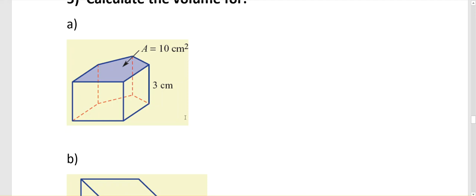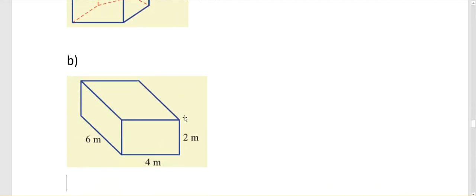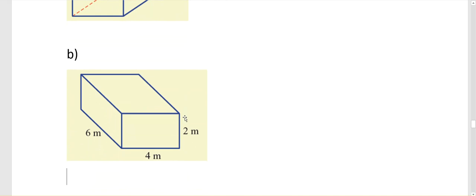You've got to work out the cross section and then times it by the height or space between the two cross sections. So for a rectangular prism, I can see that I have more than one cross section. I can slice it from top to bottom, or from this side to the back, so front, back, or from this side to the other side. So there's more than one cross section with a rectangle. You just pick one and work with that.